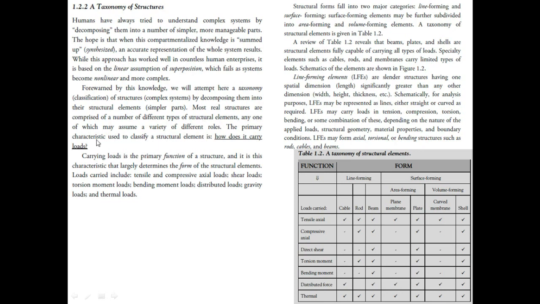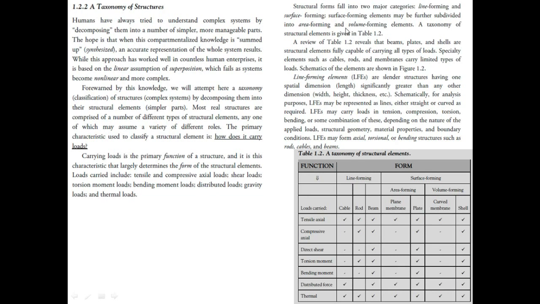The real structures are comprised of different types of elements and may assume very different roles. Carrying load, the prime function of the structure, largely determines the form of the structural elements. The loads carried by the structure will be again the loads I told you: tensile loads, compressive loads, axial loads, shear loads, torsional loads, bending moment loads, then distributed loads. Then there will be body loads, the gravity loads, the thermal loads, and then the surface loads that we have discussed before.